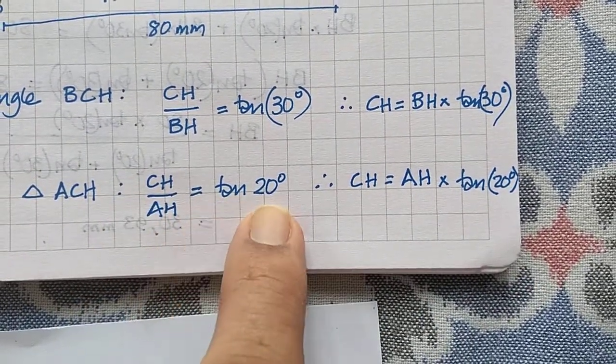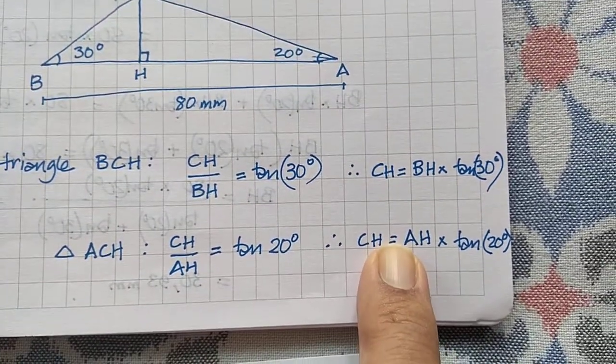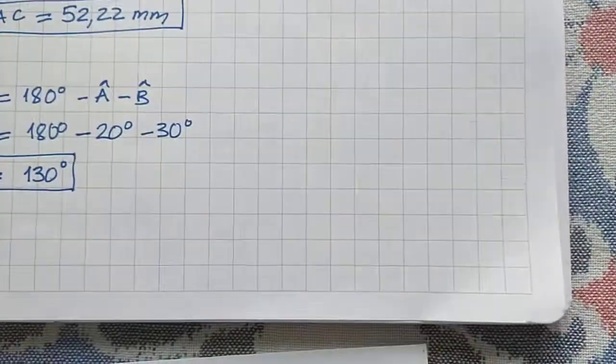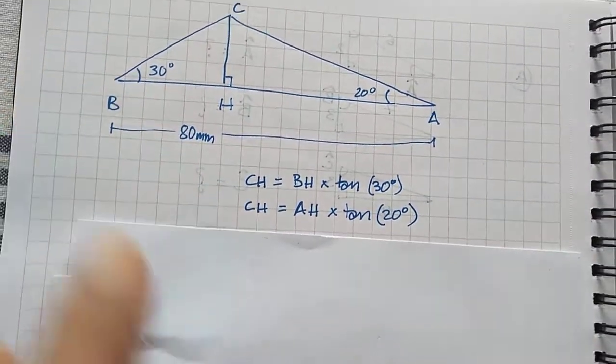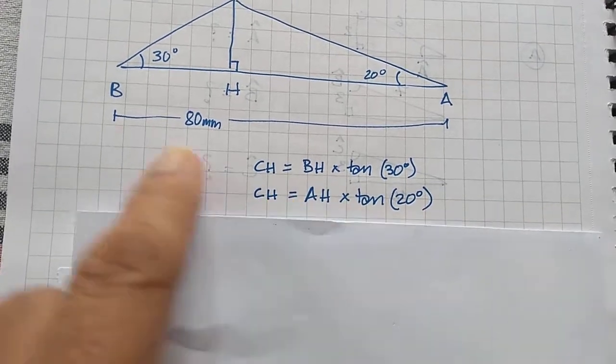CH is equal to tan 20 into AH. Both of these equations are true. We'll turn the page now. So I redraw that triangle so that I don't have to flip the page back and forth. I recopy those two equations.